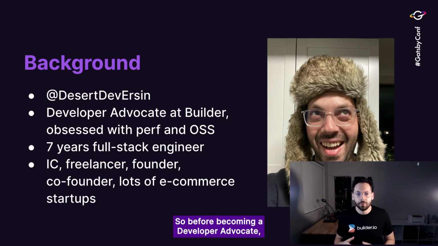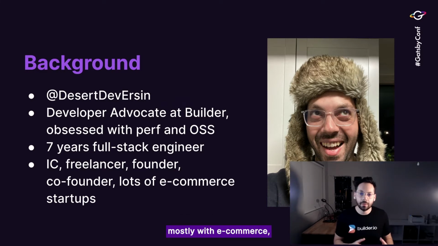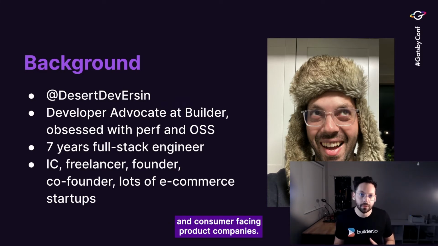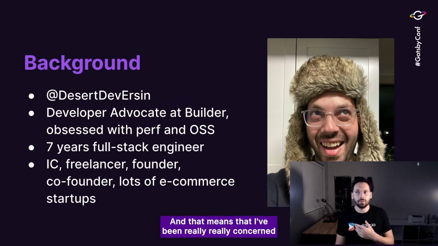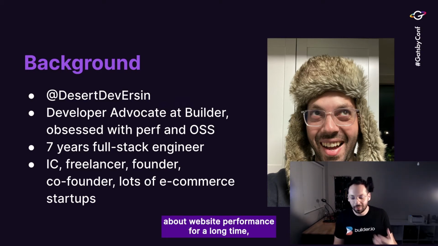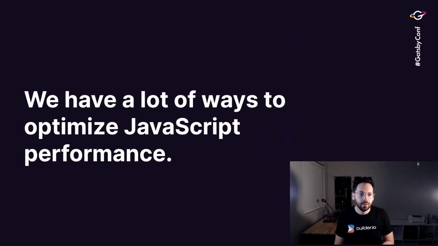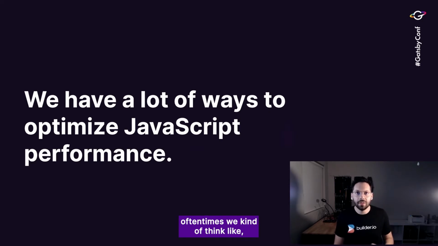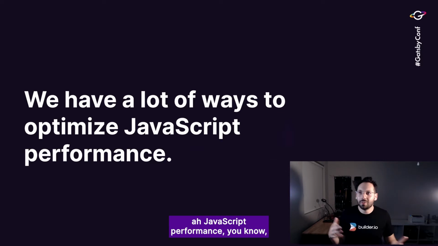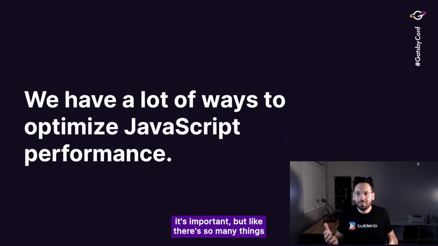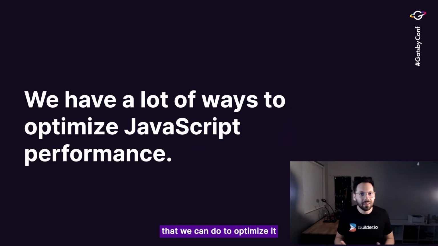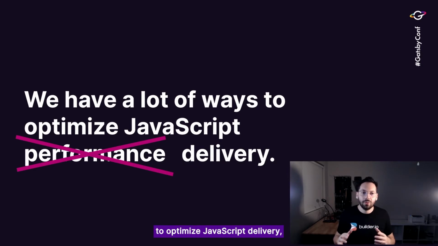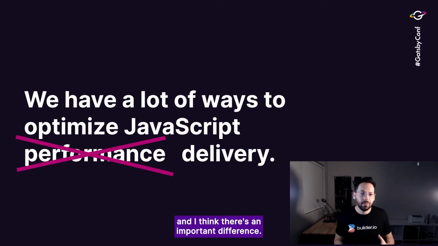Before becoming a developer advocate, I was a full-stack engineer in a bunch of different roles, mostly with e-commerce and consumer-facing product companies. That means I've been really, really concerned about website performance for a long time. Which leads me into my next point: as front-end developers and full stacks, oftentimes I think we think, JavaScript performance, it's important, but there are so many things we can do to optimize it that surely it's not that big a deal. Well, what I would argue is that we actually have a lot of ways to optimize JavaScript delivery. And I think there's an important difference.